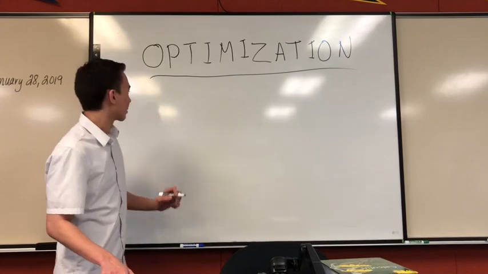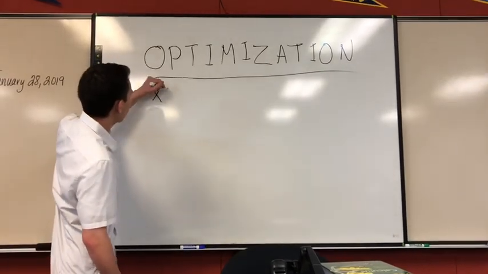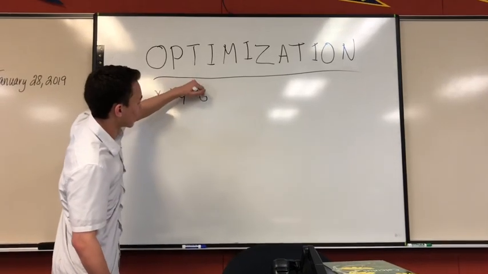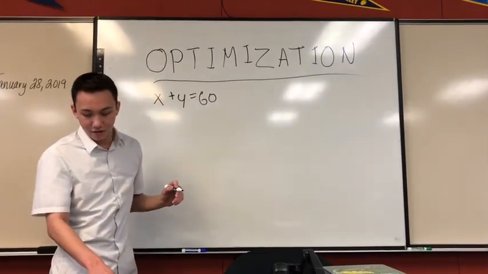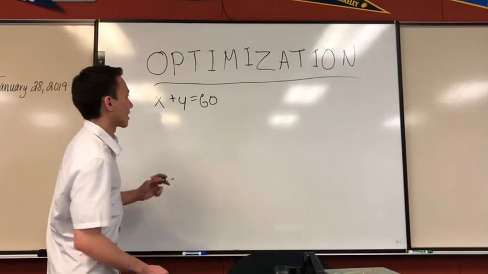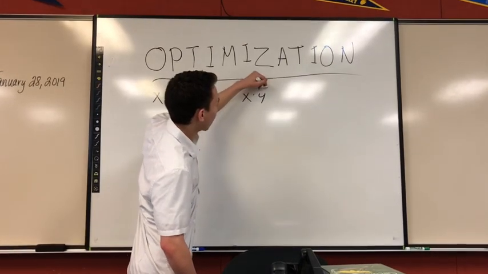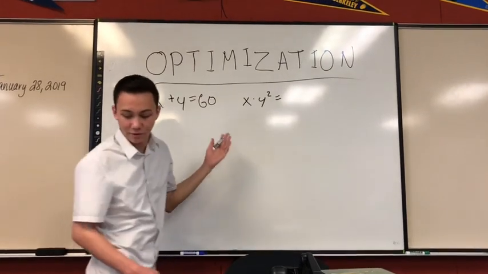Find two numbers, we'll use x and y, whose sum is 60. So our first equation is going to be x plus y equals 60. And then whose product of one times the square of the other is a maximum. So the product of one times the square of the other is the maximum.